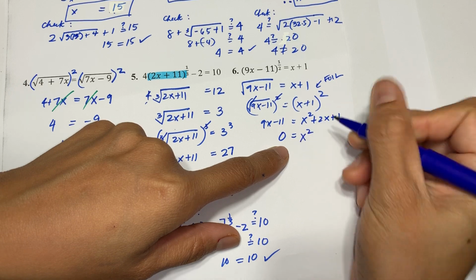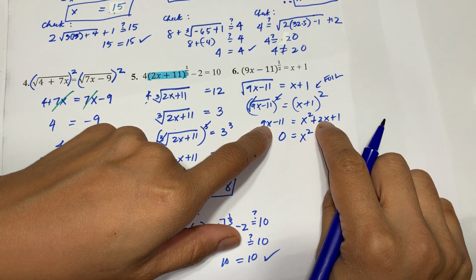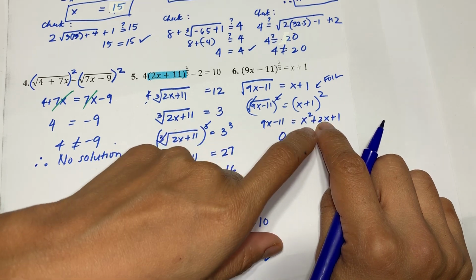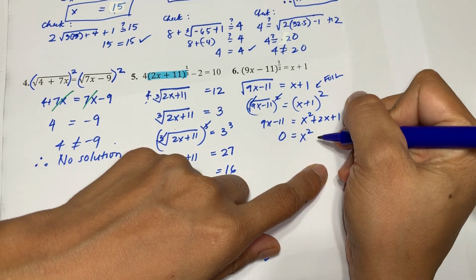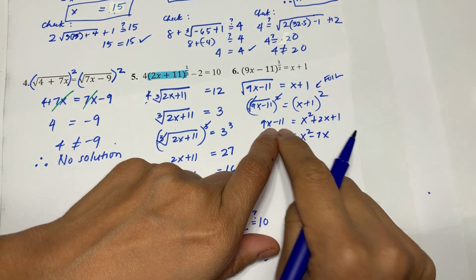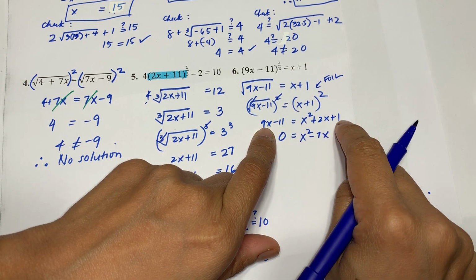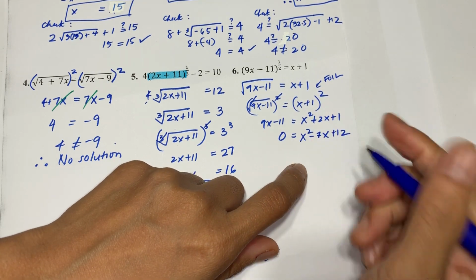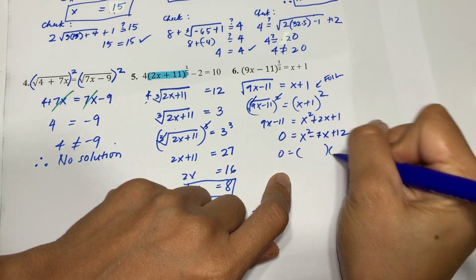So x squared, 2x minus 9x, because we're moving it to the right side. So minus 9x plus 2x is minus 9 plus 2, minus 7. Then plus 11 plus 1 is plus 12. Again, quadratic factoring. So factor it.